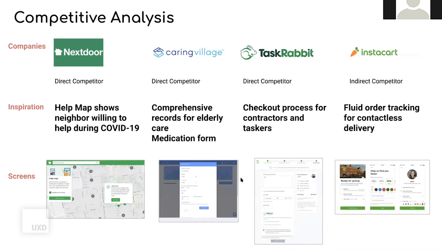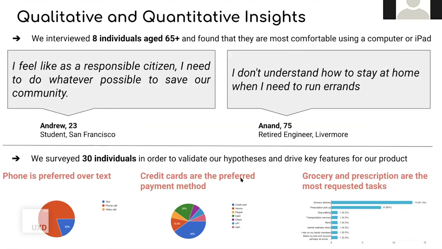Before diving into the design, we did a lot of qualitative and quantitative research, including SWOT analysis of our direct and indirect competitors, and found some opportunity areas, threats, and some UI inspirations. To understand the insights from an individual perspective, we conducted user interviews with 8 individuals aged over 65 and discovered that older people are more comfortable using computers and iPads over smartphones. So this is why we chose to create a web application and not only a mobile application.